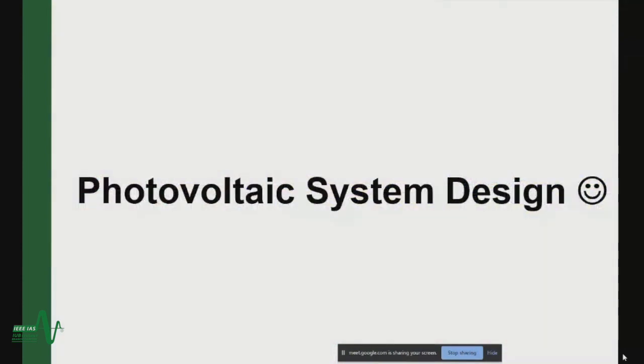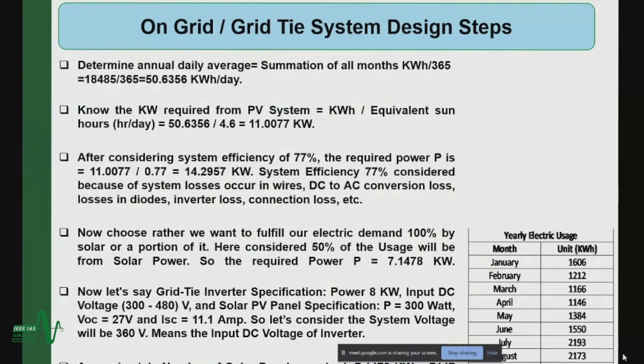Right now we are going to photovoltaic system design. Let's consider one case. First of all, I want to go through the grid tie system designing steps. First we have to consider how much energy is actually required from solar power. Here, as you can see, there is a chart which shows the yearly electric usage, with the 12 months here, so that means the whole year round. The unit in the electric bill is written as unit, not kilowatt hour, but as we are in electrical engineering, we know it's actually a kilowatt hour. Here, January is 1606 units, February is 1212.